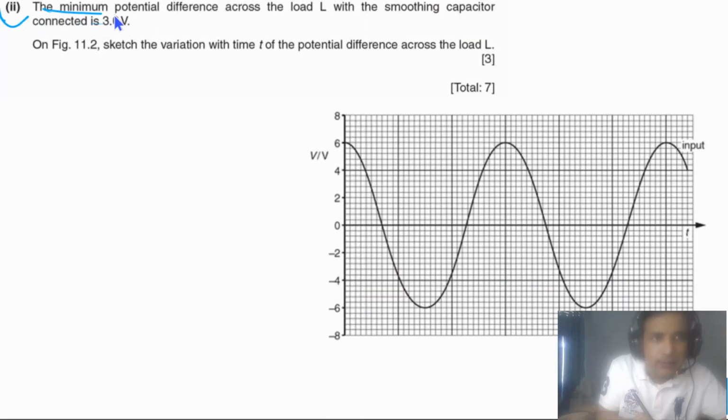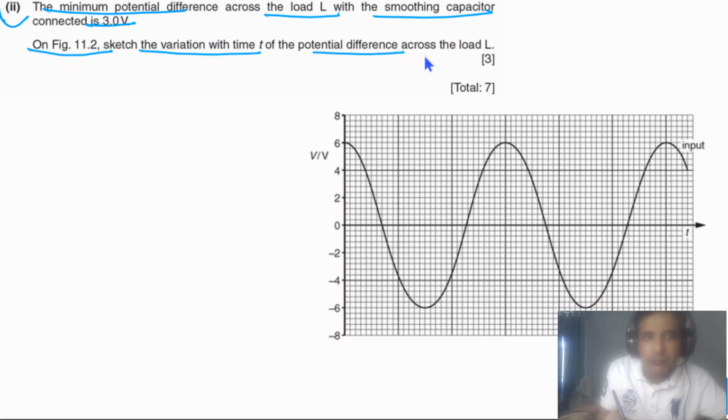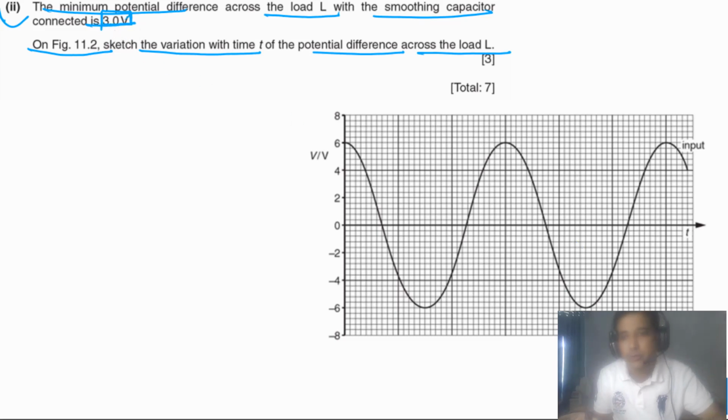Second part says the minimum potential difference across the load capital L with the smoothing capacitor connected is 3.0 volts. On figure 11.2, sketch the variation with time t of the potential difference across the load capital L. But if you look at this given curve, this is not rectified. This is a pure AC signal from the AC power supply. And also we need to understand the minimum PD across the load resistor is given, that is equal to 3.0 volts.